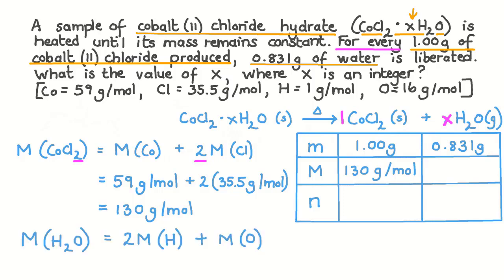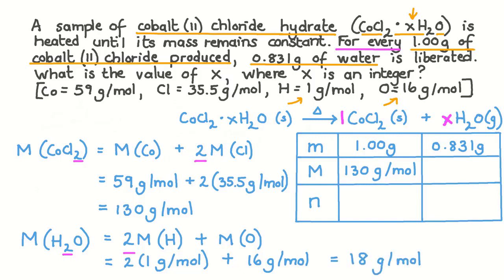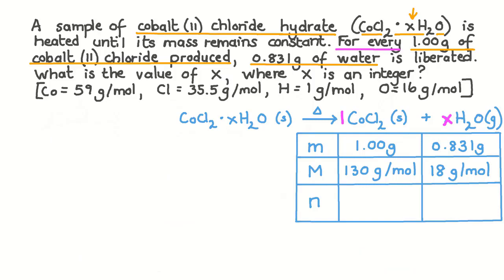The molar mass of water is equal to 2 times the molar mass of hydrogen, because there are 2 hydrogens, plus the molar mass of oxygen. And these values are given to us. So substituting 1 gram per mole for hydrogen and 16 grams per mole for oxygen, we get 18 grams per mole, the molar mass of water, which we can put into the table. The next step is to calculate the number of moles of cobalt-2 chloride and water.